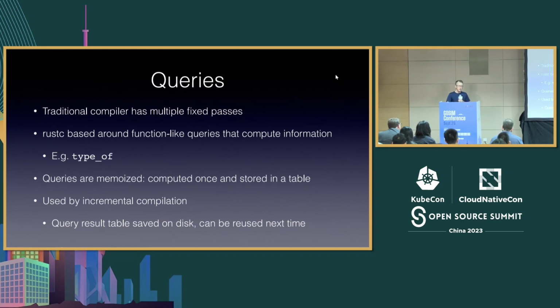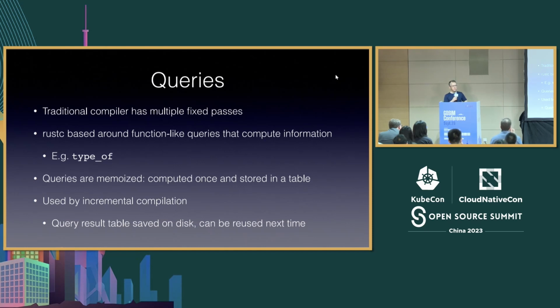So the next topic is queries. A traditional compiler has multiple fixed passes, but Rust is a little different. A lot of it is based around these function-like queries that compute certain types of information. For example, there's a type of query that will compute the type of a function. And the results of queries are memoized, which means that you compute them once and then they get stored in a table. So if you call type of on a function, it will be computed the first time. If you then do it again, it will not recompute the stuff. It will just look it up in the table.